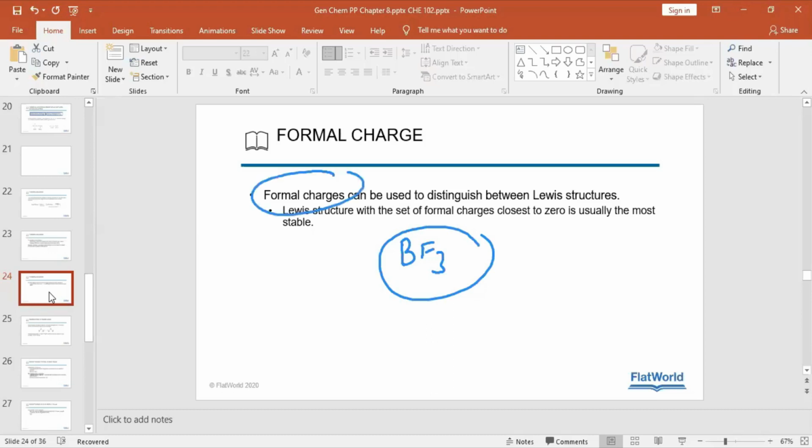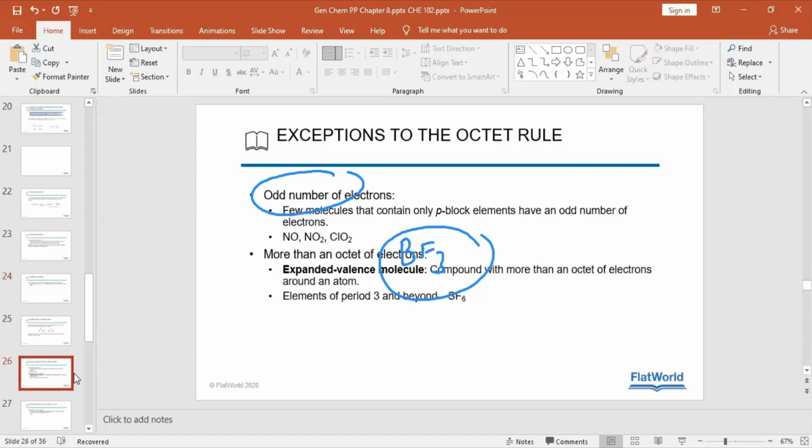Formal charge basically can be used to distinguish among Lewis structures. The Lewis structure with a set of formal charges closest to zero is usually the most stable.